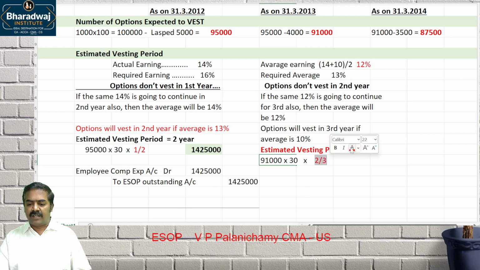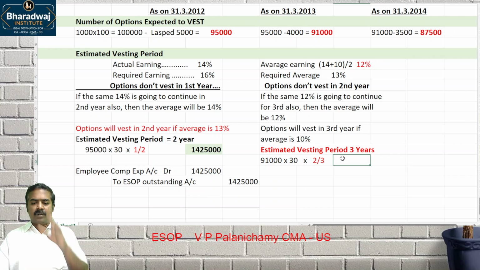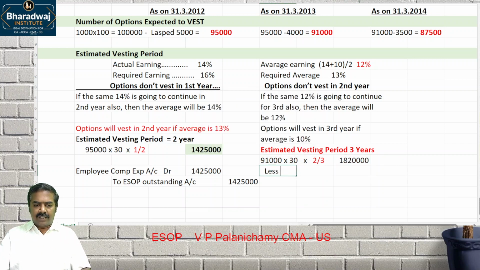What do you mean by 2 by 3? We are in which year? Second year out of 3 years. So cumulatively 2 by 3 would have been recognized. What is the cumulative expense? 91,000 into 30 into 2 by 3. How much? 18,20,000, less already recognized. Already created how much? 14,25,000. The balance is to be created for the second year.